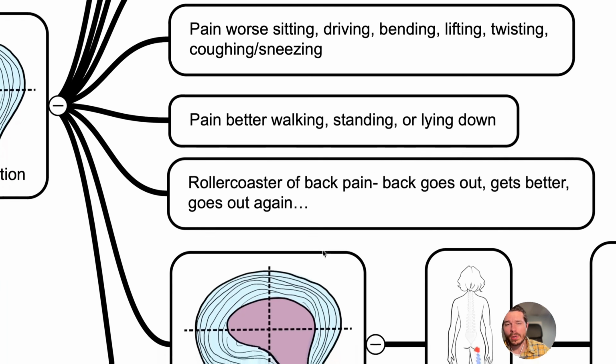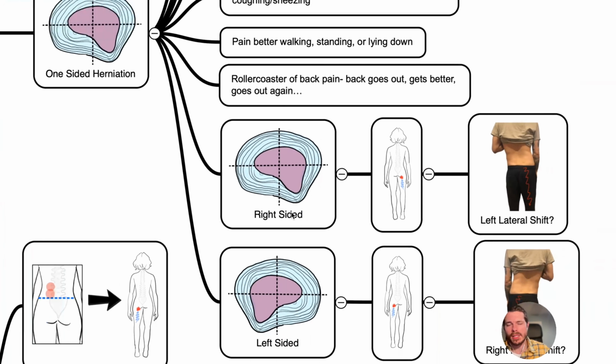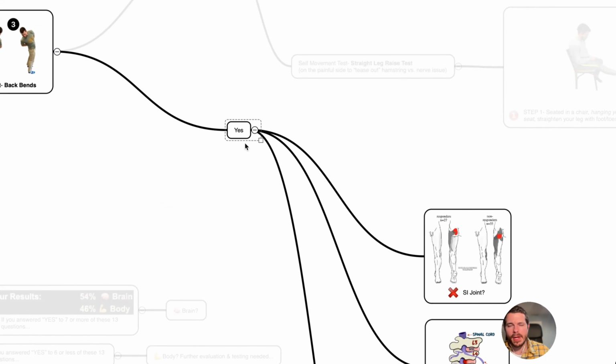There's a roller coaster of back pain. Back goes out, gets better. There's a history of back problems. And again, if you have a right-sided disc protrusion herniation, you might have right buttock and or a little bit of upper thigh stuff. If you have left-sided, left stuff. Probably very unlikely to be shifted in this case with only buttock symptoms. So that's disc.